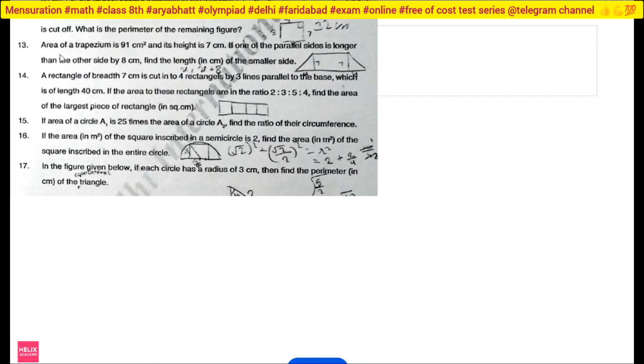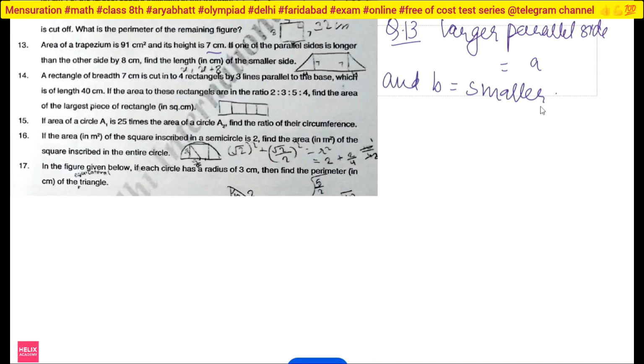In question number 13, area of a trapezium is 91 centimeter square and its height is 7 centimeter. One of the parallel sides is longer than the other by 8 centimeter. The relationship between the two parallel lines is given. So I will say the larger parallel side is A and the smaller is B, it doesn't matter, it's the same thing. So here what relationship is given? A minus B is equal to 8.